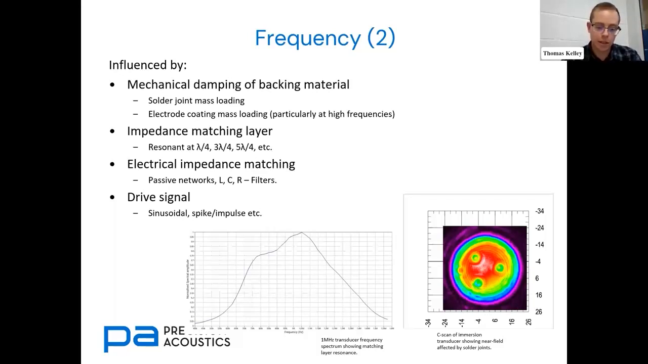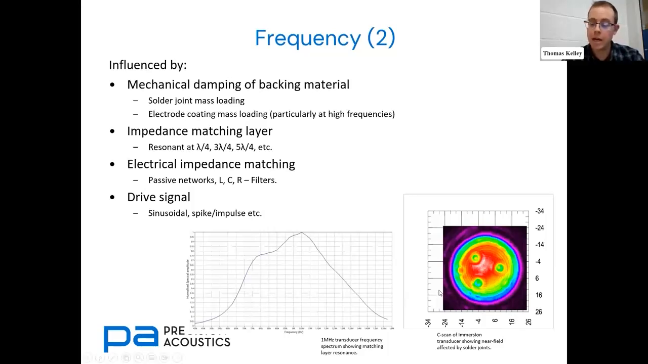We might also want to consider the electrode coating on the piezo element. At higher frequencies in particular, the thickness of the coating can become significant as a function of wavelength and could lead to an effective mass loading in the case of some of the thicker electrode options. So we might want to consider a thin electrode layer for some of the high frequencies, maybe a sputter deposited layer, for example.